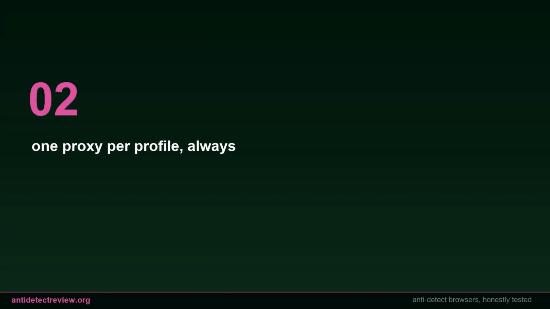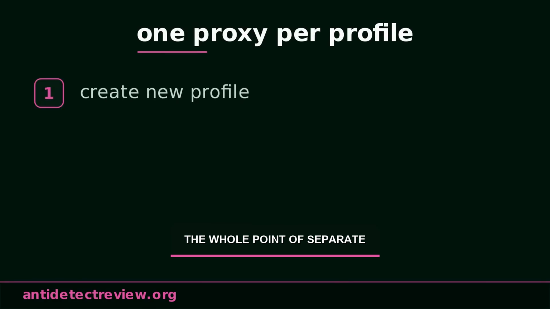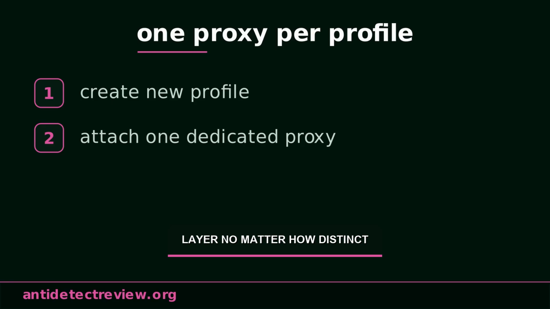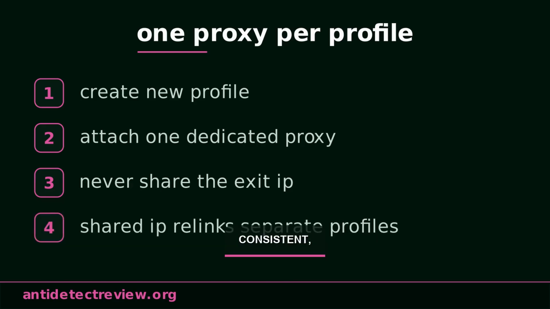One proxy per profile. Always. The first rule is simple, and people break it constantly. Each profile gets its own dedicated proxy, and you do not share one proxy across many profiles. The whole point of separate profiles is that they do not link, and funneling them all through one exit address relinks them at the network layer, no matter how distinct their fingerprints are. If a dozen carefully separated profiles all exit from the same IP, that address becomes the thread tying them back together. One profile, one proxy, kept consistent, is the baseline everything else builds on.